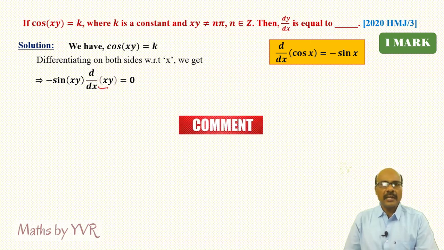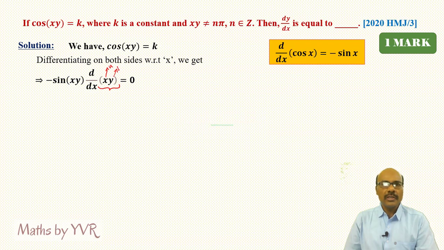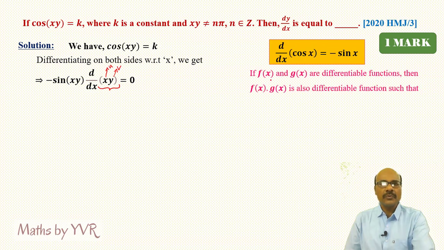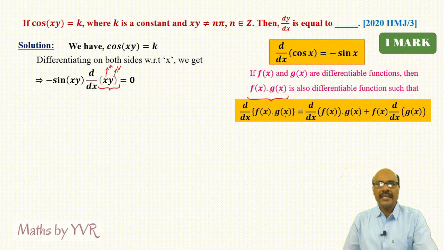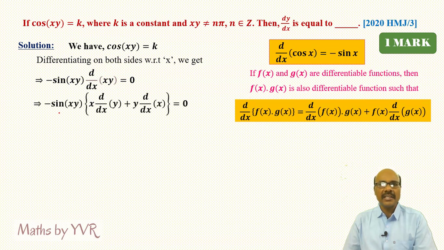If you observe here, how do we find the derivative of xy? Here xy is nothing but a product of two terms. So we know if we have a product of two terms, how do we find the derivative? We have a property. If f of x and g of x are differentiable functions, then f of x into g of x is also a differentiable function, such that d by dx of f of x into g of x is equal to the first function f of x into the derivative of the second function plus the second function into the derivative of the first function. So by applying this property, what will we get?